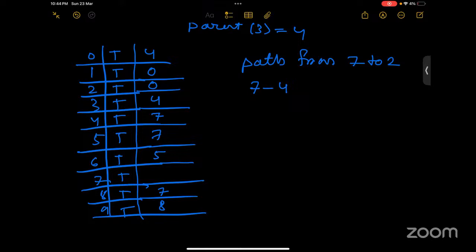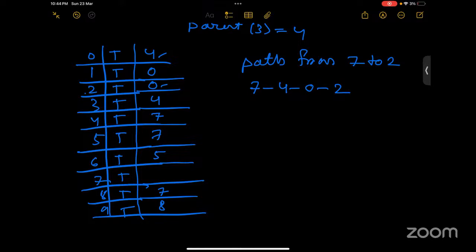And also it should be connected with 2, right? So 4 is the parent of 3 and 0 both, but from 3 we can't go to 2 directly, but from 0 we can go to 2, right? Because the parent of 2 is 0. So from 4 we will go to 0 because here 4 is present, and from 0 we can go to 2 directly. Like that we can find the path using the BFS method. Clear?